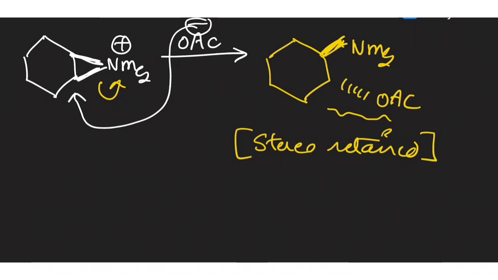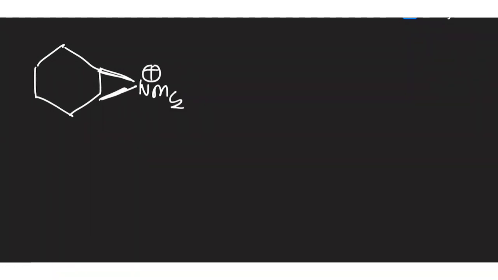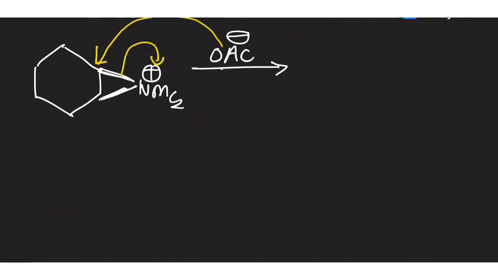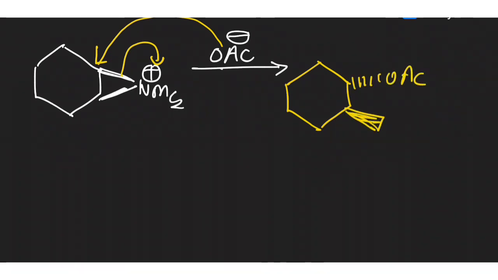But now when the attack takes place at the second position, this will be OAc negative, and now the attack will take place at the second position. Now also the attack will be from below because the ring is above the plane. Now we will be getting OAc and NMe2.